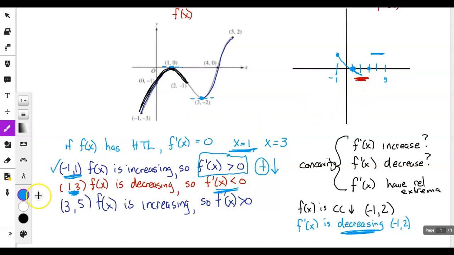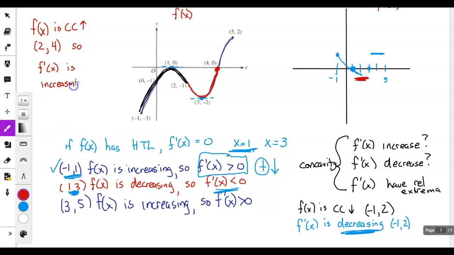Now, if we go back to the graph of the original, you can see that I'm concave up this whole time. So I'm going to go over here and write it. f of x is concave up from 2 until 4, because they told me that this is the other inflection point. So the derivative graph is increasing on that interval.